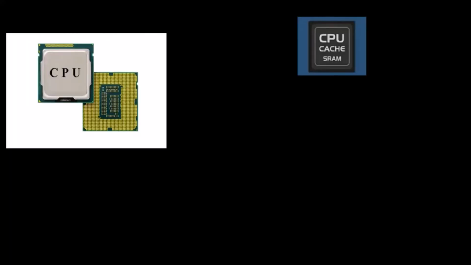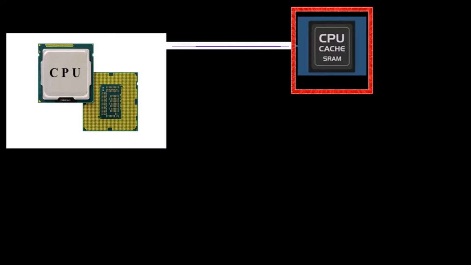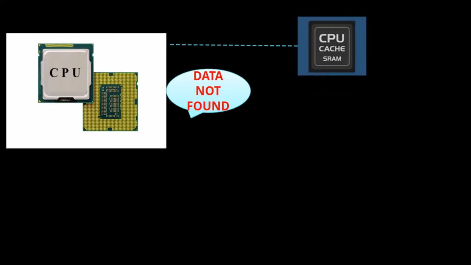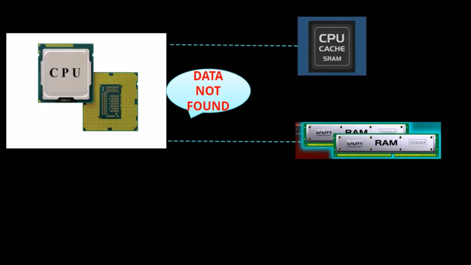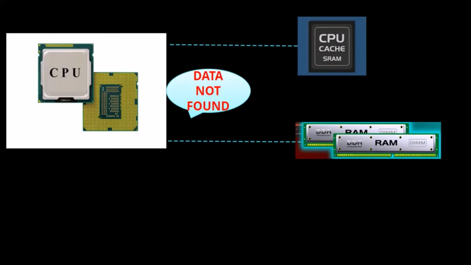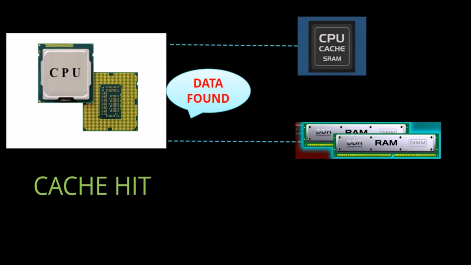Whenever we want to fetch some data, the CPU first checks whether the data is present in the cache memory or not. If the cache says no, the data is not found here, then the CPU has to go to the RAM and fetch the data from the RAM. If the data is found in the cache itself, it is a cache hit. If the data is not found in the cache, it is called a cache miss.